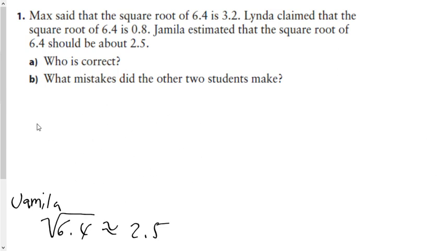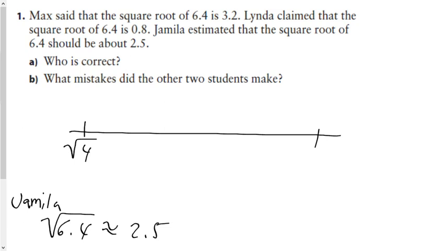So obviously, it has to be Jamila. And here's what Jamila did. Jamila actually thought about it like this. She said, well, the square root of 6.4 is not a perfect square, right? She knew that the square root of 4 is a perfect square because its square root is 2. And then she knew the square root of 9 is 3.